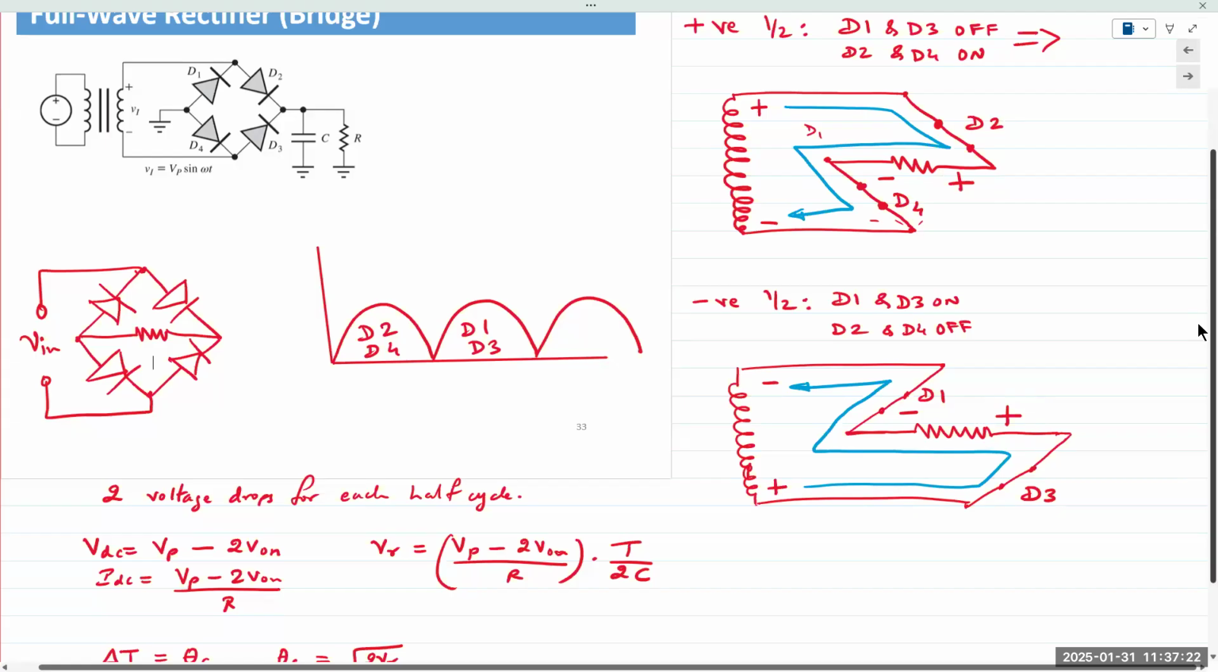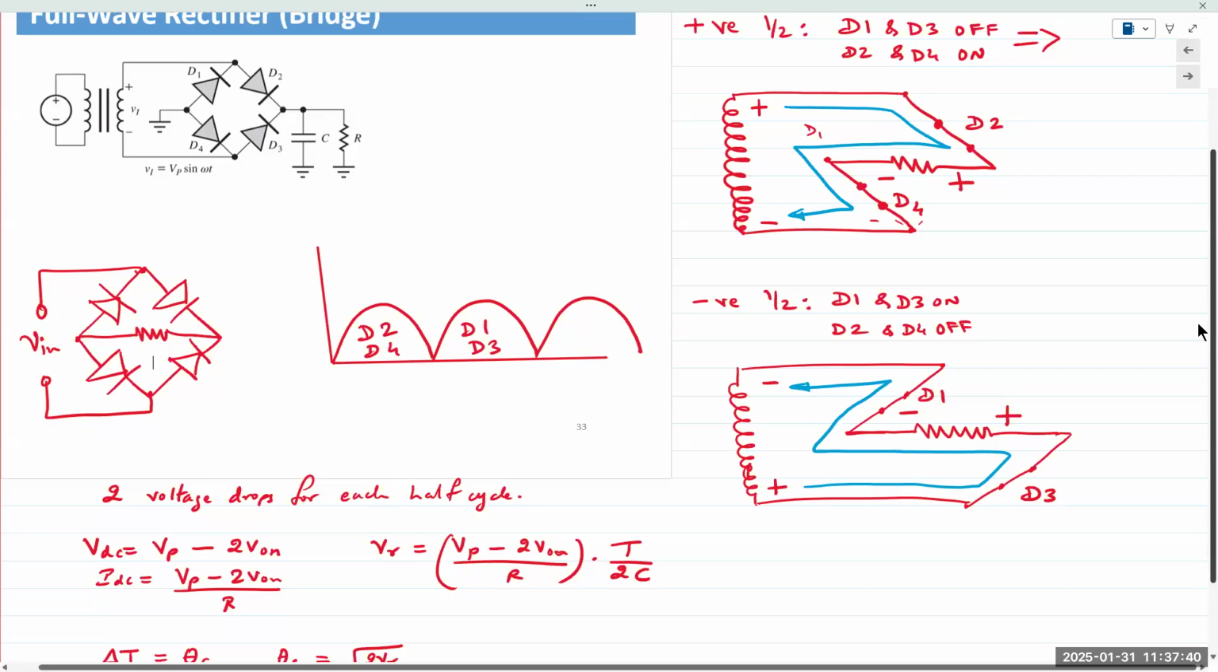Yes. So that's to do with the filtering, and I'll get to that just as soon as we are done with this. Everyone understand the operation?